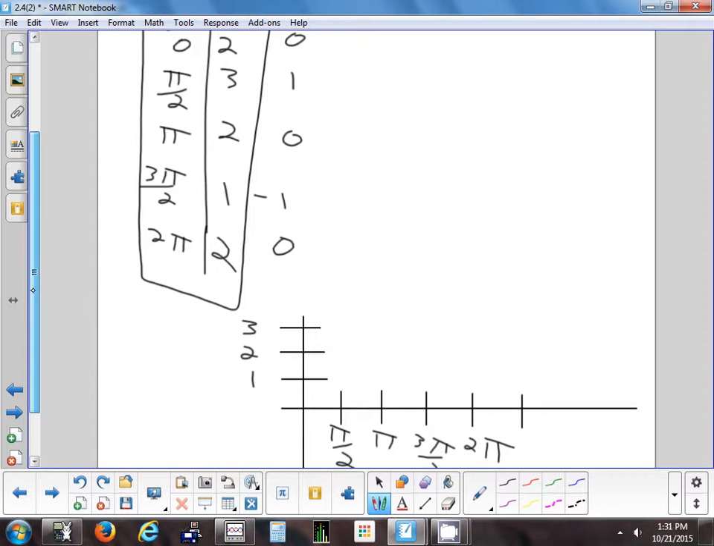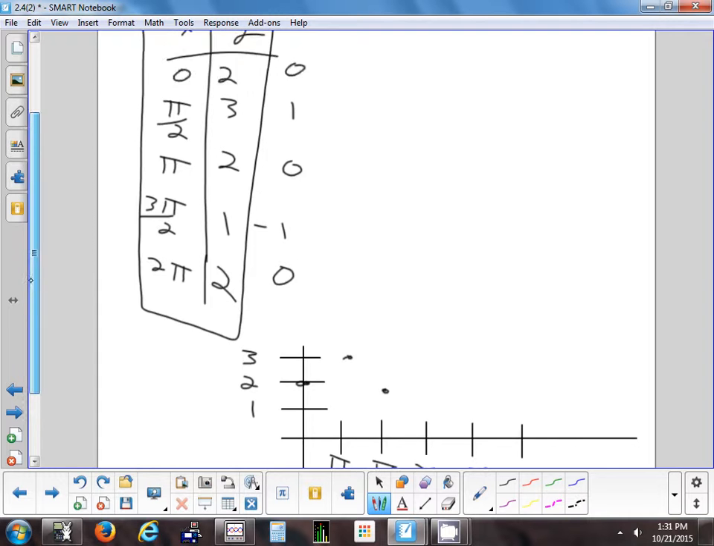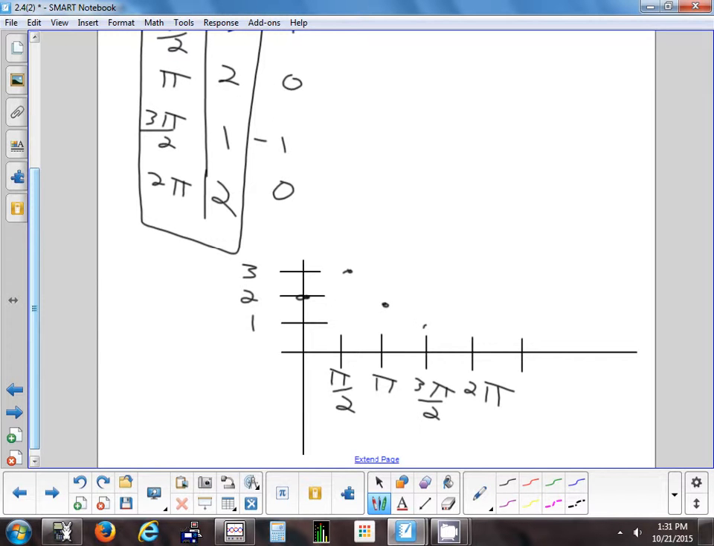And now fill in our values. So we're at 2, 3, back to 2. 3 pi over 2, we're at 1. And back to 2. All right, any question on that graph?